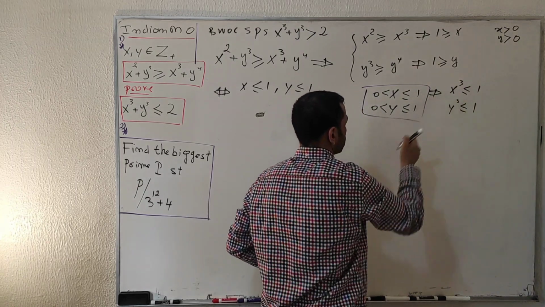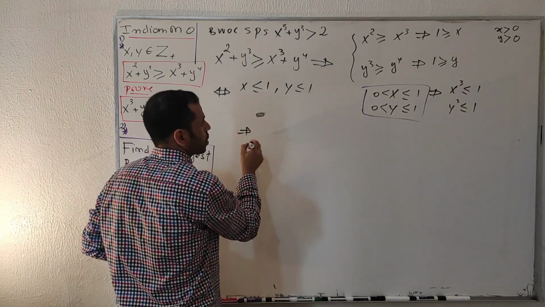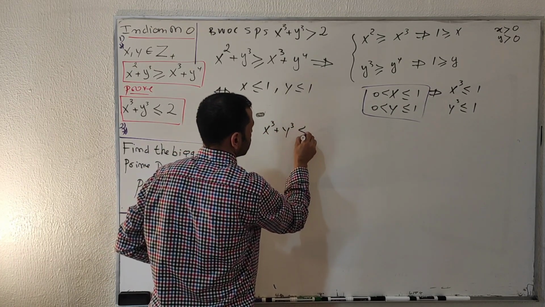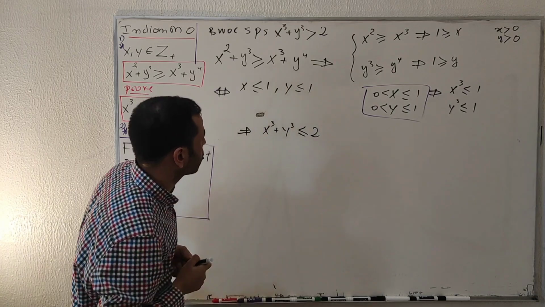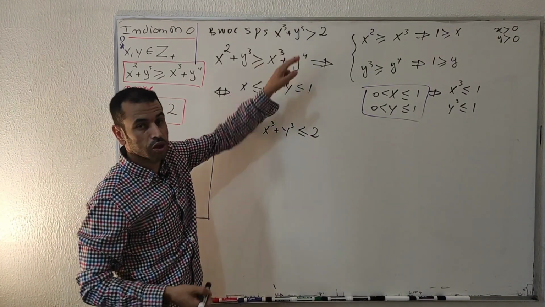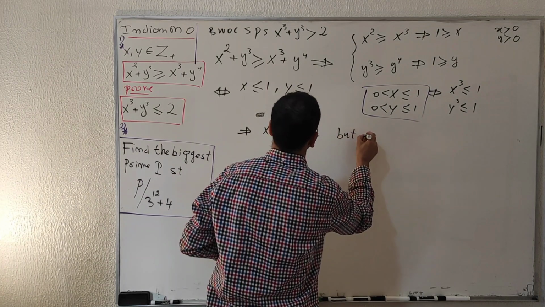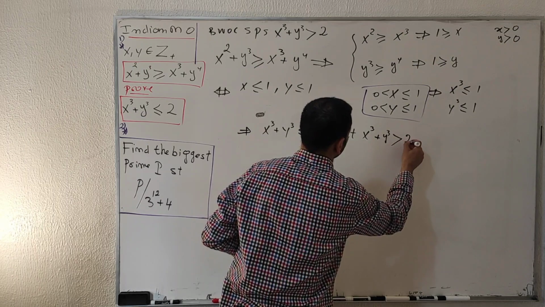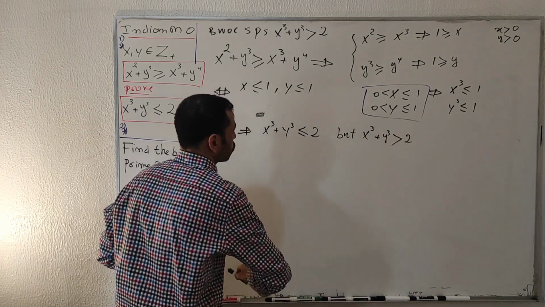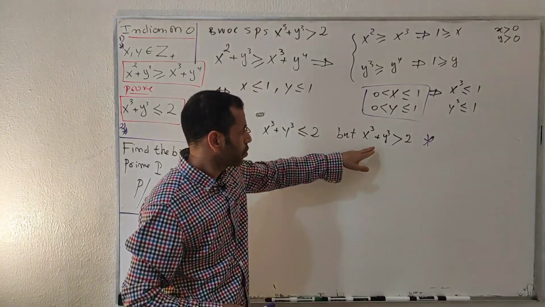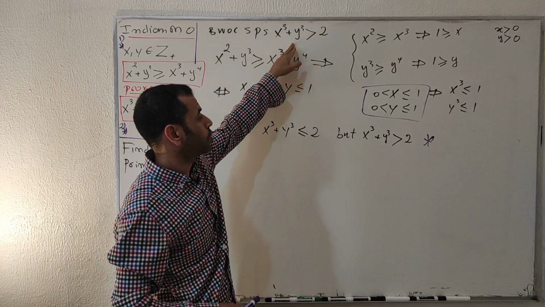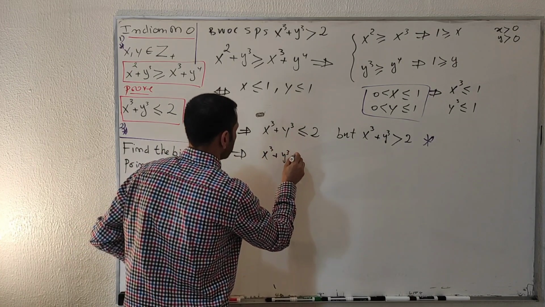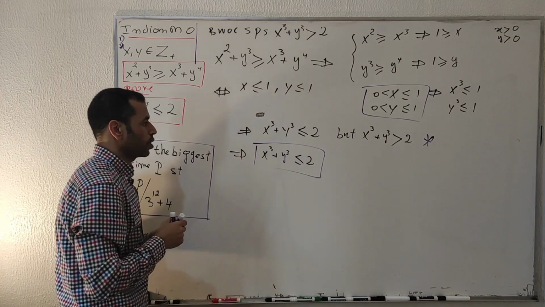I'm going to sum these inequalities. I get x cubed plus y cubed is less than 2. But the problem is, we already assumed this one is strictly greater than 2. We have x cubed plus y cubed strictly greater than 2, which is a big contradiction. What we have contradicted is this assumption. Finally, x cubed plus y cubed is less than or equal to 2. Now I have proven this one.